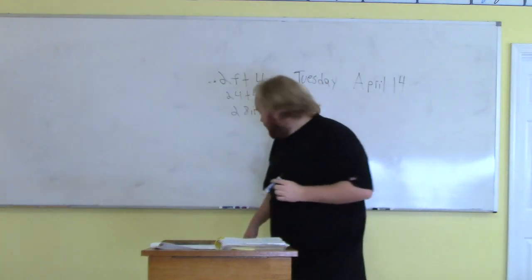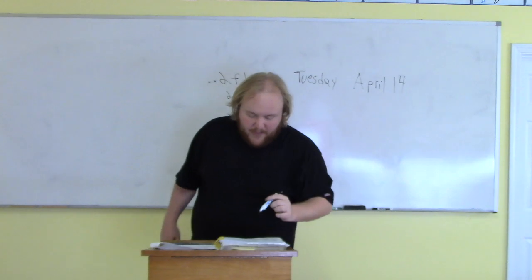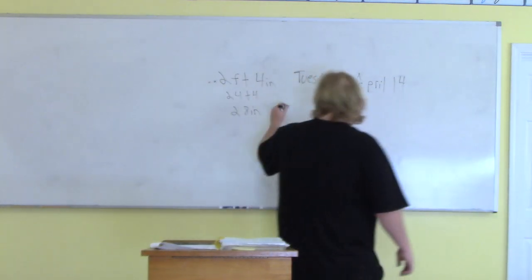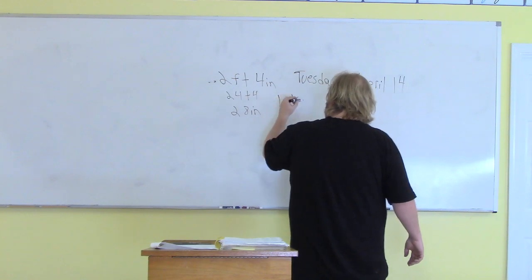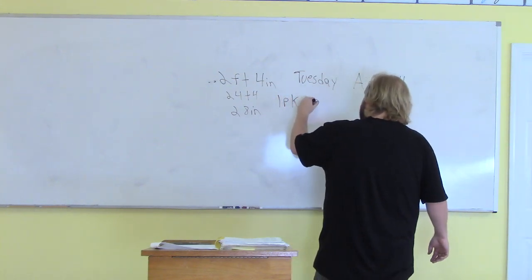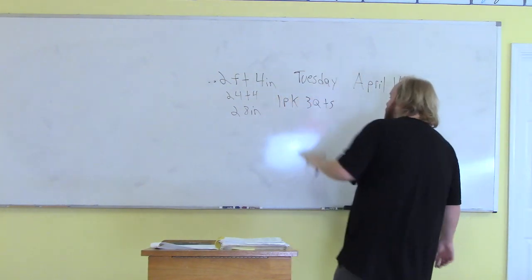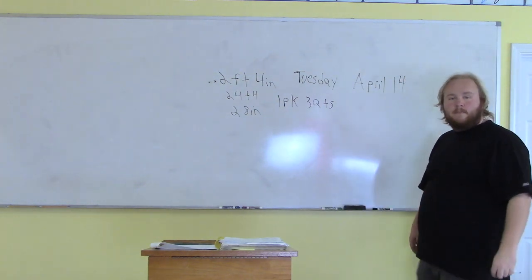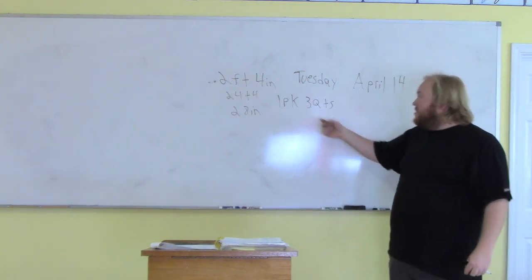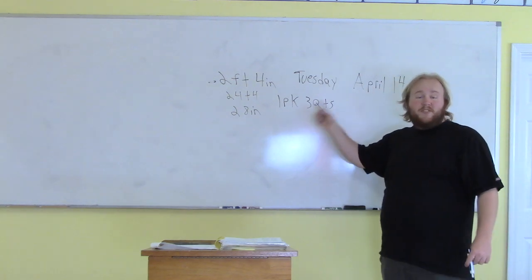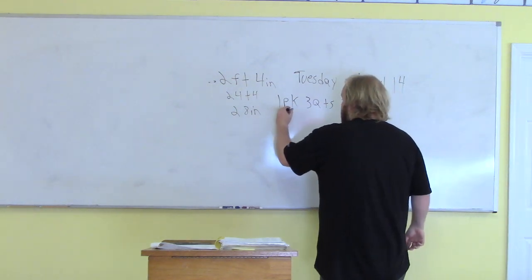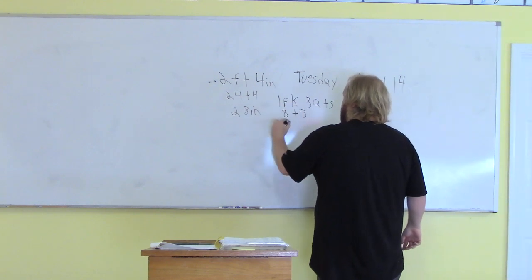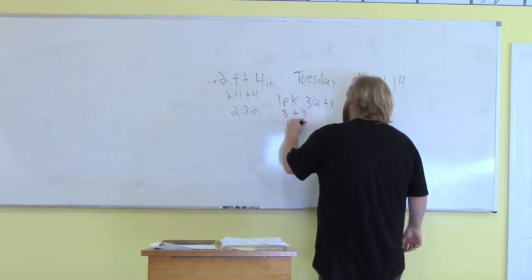All right. Let's look at B. 1 peck and 3 quarts. Which is the smaller unit? That's right, it's quarts. How many quarts in 1 peck? It's 8. So this is basically 8 plus 3, 11 quarts.